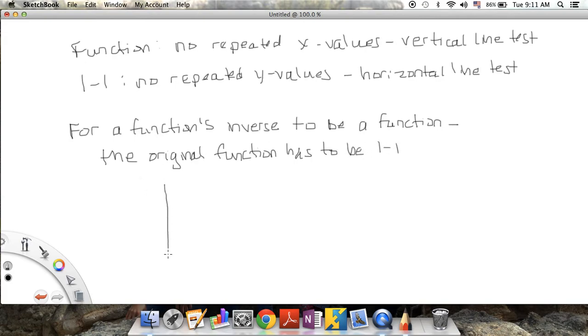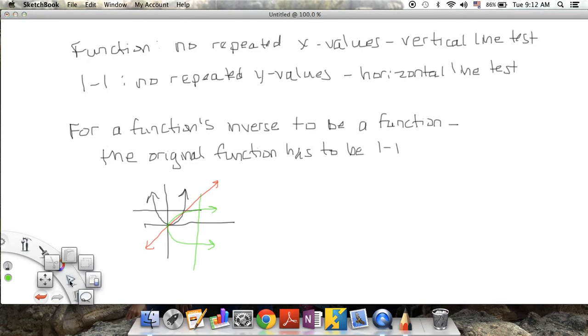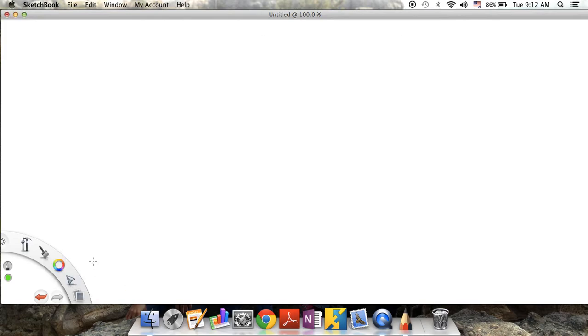If you think about this, it makes sense. If I have a function here and it doesn't pass the horizontal line test, then when I take it and reflect it over the line y equals x, I'm going to end up with something that's not going to pass the vertical line test, which means it won't be a function. So I've got to have a one-to-one function for it to have an inverse that is a function as well.